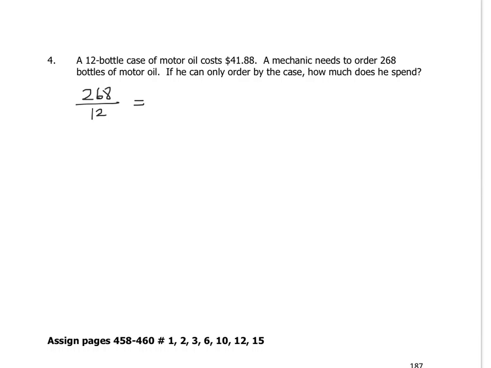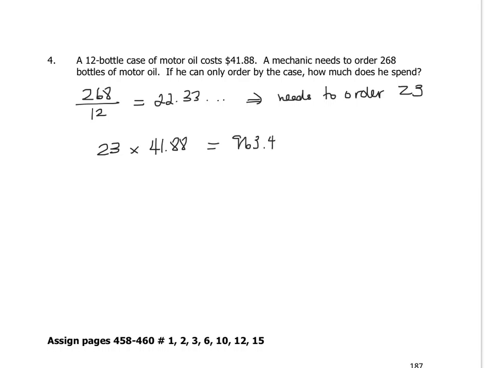And 268 divided by 12 works out to be 22.3 repeating. So that means he would need to order 23 cases, because he needs a little bit more than 22 to get the 268, and you can only order by the case, so you need to order 23. So he would have to have 23 times 41.88, which is 963.24.